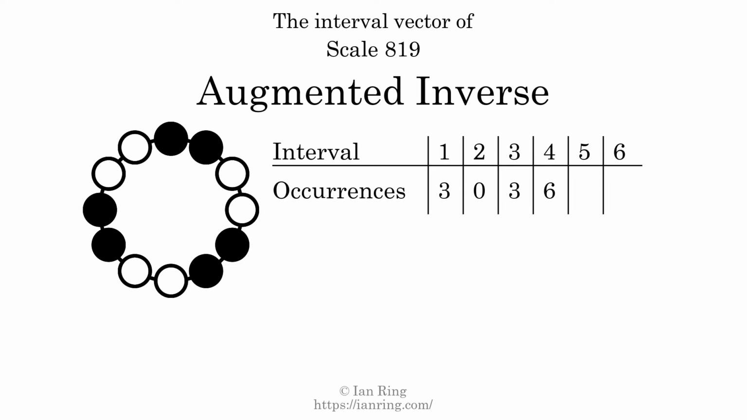There are 6 intervals with the size of 4 semitones. They are here, here, here, here, here, and here. There are 3 intervals with the size of 5 semitones. They are here, here, and here. There are no intervals with the size of 6 semitones. Each interval does not appear in this scale a unique number of times, so this is not a deep scale.